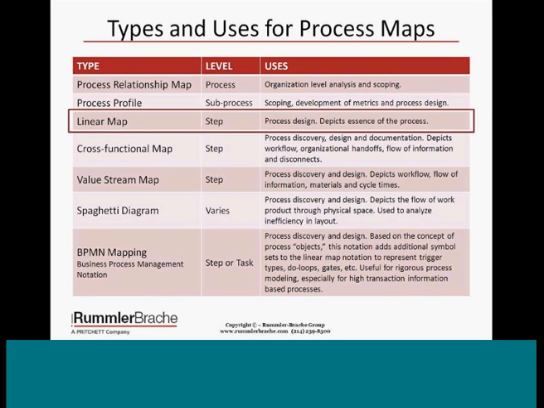And if you have an organization that has never mapped its processes using a linear map, it's going to be very difficult for them to understand how to put together a BPM map. So the linear map, making a good linear map, is often the best first step to creating any of the rest of these. Let's take a look at the symbols we used.